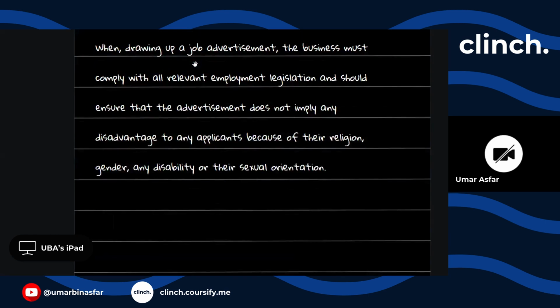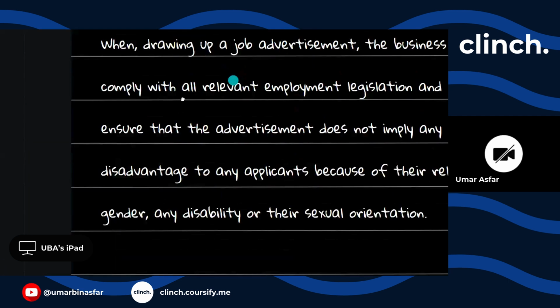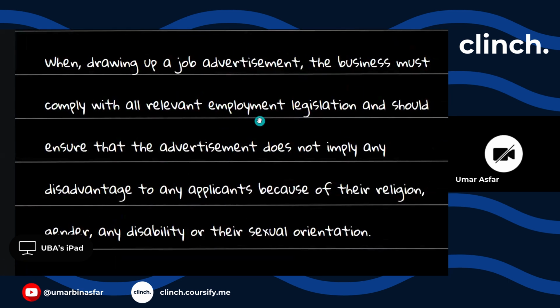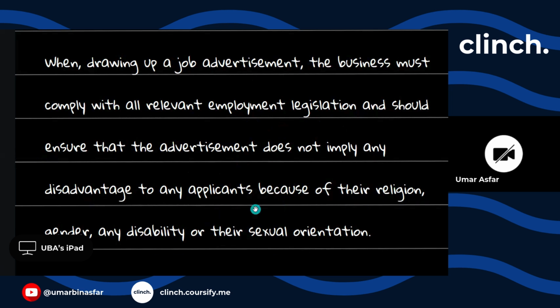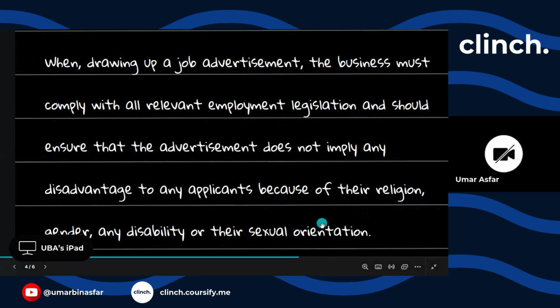Moving on, when drawing up a job advertisement, the business must comply with all relevant employment legislation. As I mentioned, at some places the law states that the pay should be clearly mentioned, the working hours should be clearly mentioned, and details like this should be clearly mentioned in it. So this is included in the legislation, and the business should ensure that it is complying with it whenever posting for a job. It should ensure that the job advertisement does not imply any disadvantage to any applicant because of their religion, gender, any disability or sexual orientation.